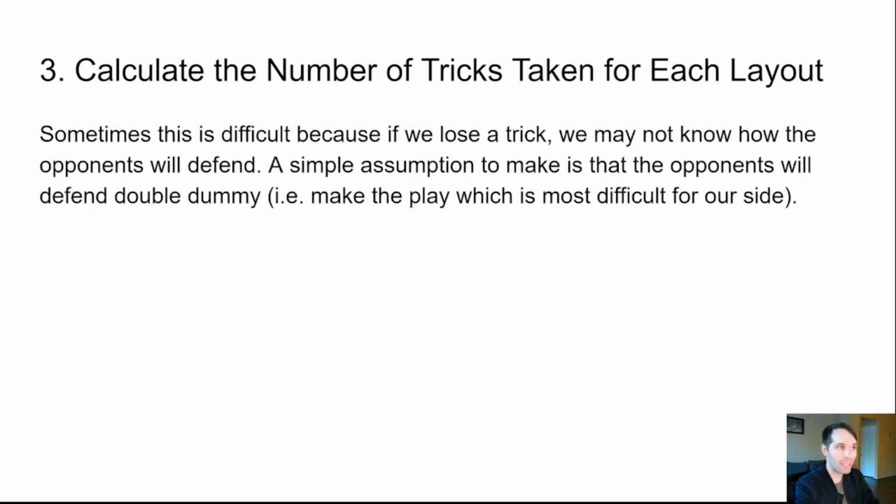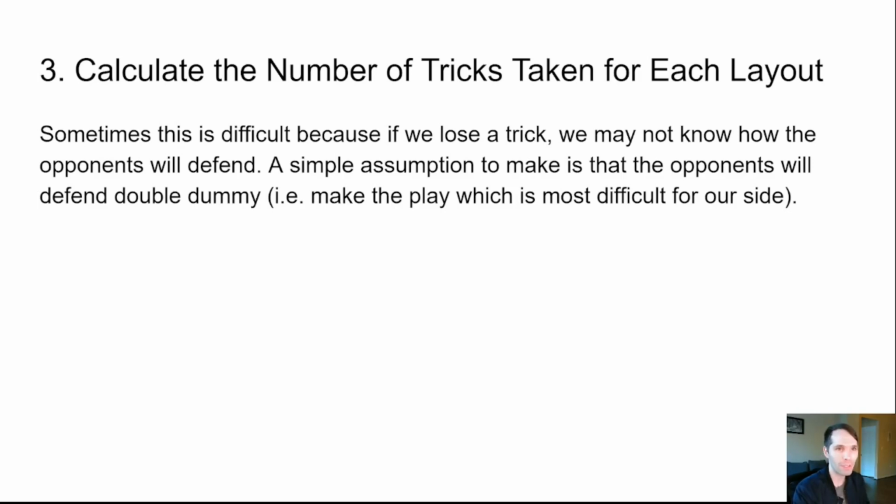And I've kind of alluded to this a little bit, that sometimes this is difficult because we don't know how the opponents are going to defend. But a very simple assumption to make is that the opponents are going to defend double dummy. This can depend a lot on the quality of the opponents and the quality of the field, right? If we were playing in a national championship, this assumption might be very close to accurate, because with good signaling, and especially after a few tricks have passed, the opponents might very well be double dummy on defense.